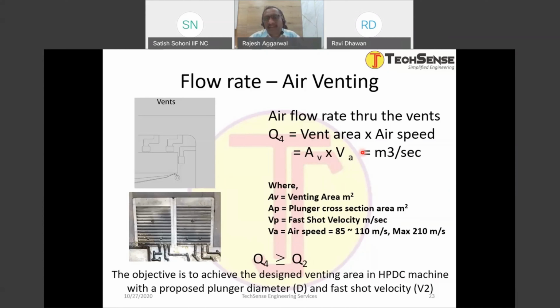What will happen? The VA will increase, right? The speed of the air passing through the vents will increase. And if it is crossing 200 meters per second, it will eat away the die, it will erode the die. Right? So there are multiple issues, or the air may not go out at all. Air will get stuck inside the cavity, or it will get entrapped inside the cavity. Right? So that is the importance of the venting.